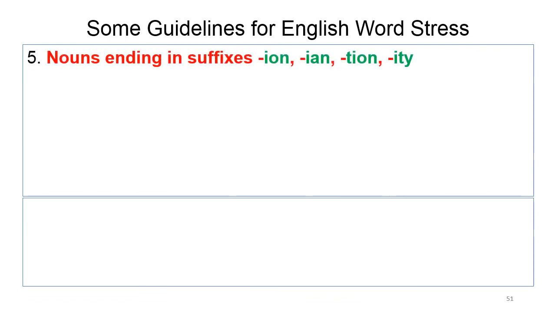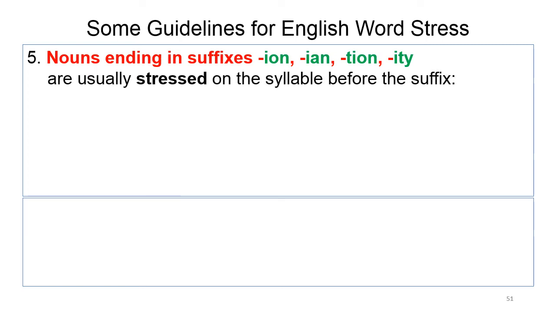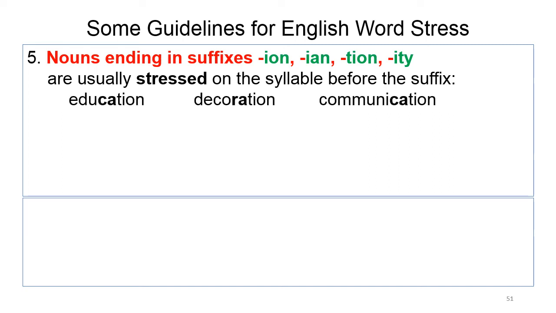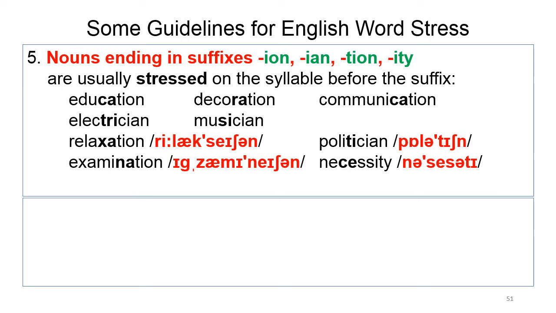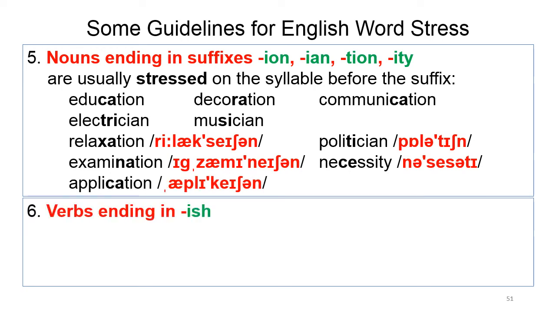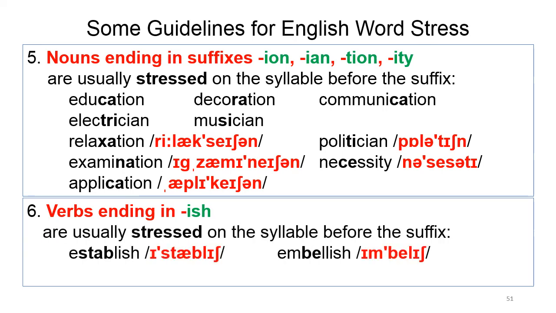Nouns ending in the suffixes ion, ian, tion, or iti are usually stressed on the syllable before that suffix: education, decoration, communication, electrician, musician, relaxation, politician, examination, necessity, application. Verbs ending in ish are stressed also on the syllable before the suffix: establish, embellish, publish.